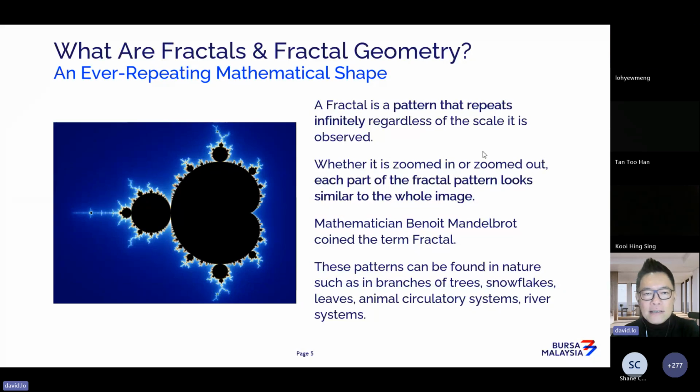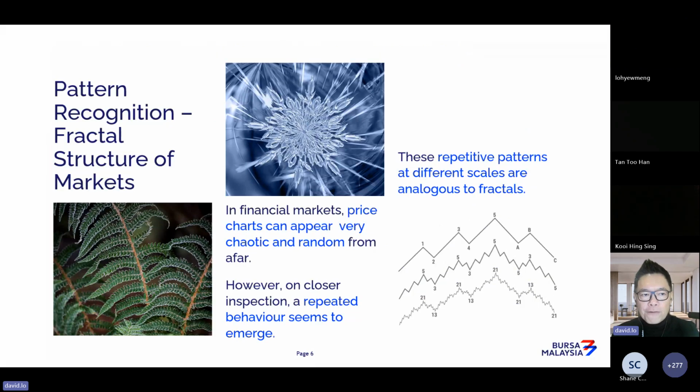Now, what has this got to do with the markets? It's important because you want to apply it to markets. Now, in terms of fractal recognition, these are what we saw, snowflakes, leaves, and all that. This is a structure of nature. Now, in the financial markets, the price charts, if you're not familiar with looking at price patterns, you may see this looks very chaotic, very random, if you observe it from afar. But if you take a closer inspection, you can actually see that's repeated behavior.